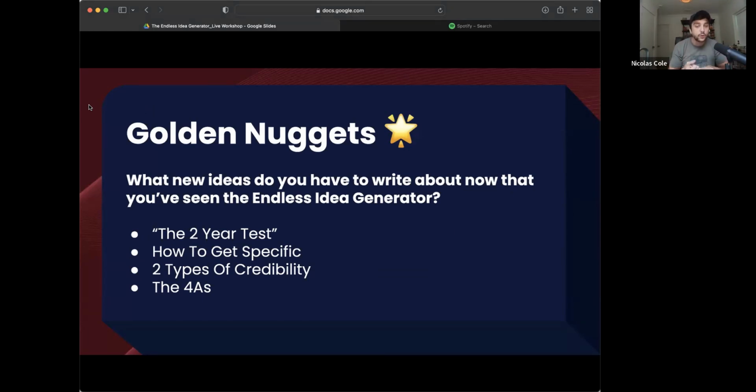Different types of credibility. Why should the reader trust you? Personal credibility, borrowed credibility, and the 4As. The 4A framework is so underrated. Even if you just sit down when you write and ask yourself, which direction am I writing? Actionable, analytical, aspirational, anthropological. That alone is going to impact your writing in such an exponential way.